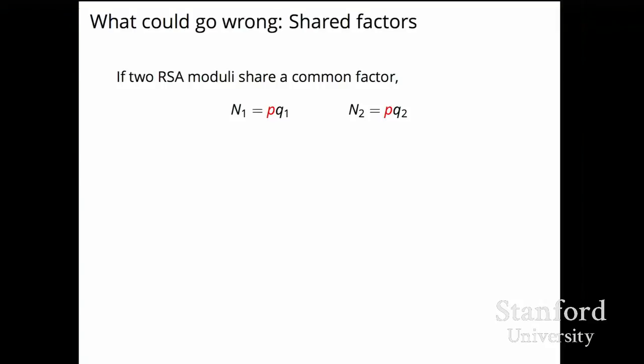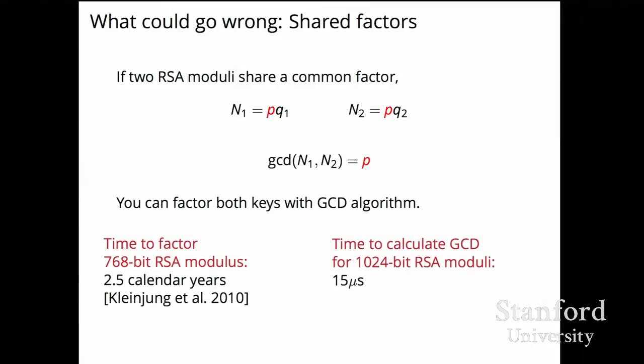However, there are more subtle problems that can happen. If two hosts don't share both prime factors, but share exactly one prime factor of the modulus, so in this case I have two moduli, N1 is p times q1, and N2 is p times q2, and so they share the same prime factor p. Then you can compute the GCD of N1 and N2, and that will be this value p. And now I've just factored both keys.